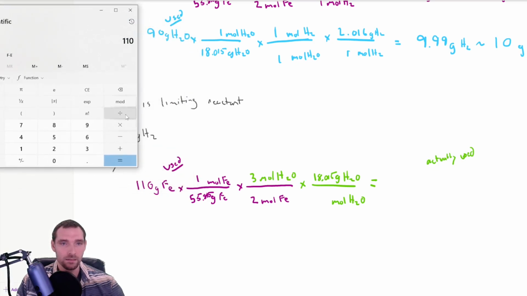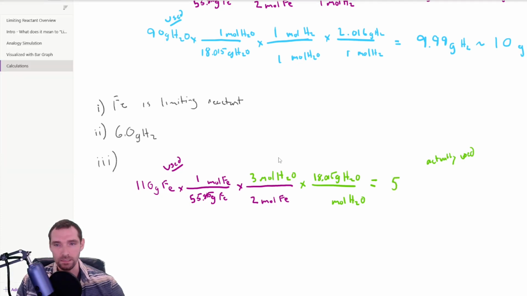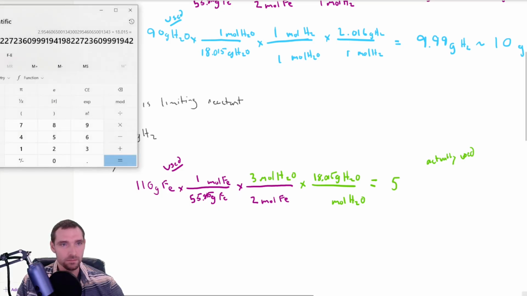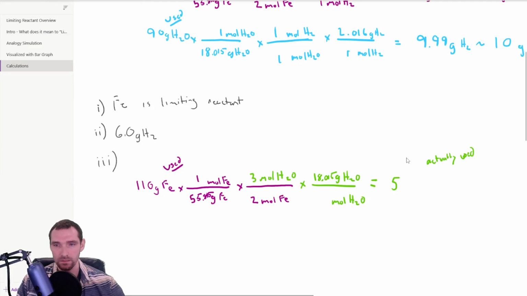So if we do that, we get, what is that? 110 divided by 55.845 times by 3, and then divide that by 2 times that by 18.015. Okay. And so we actually used up the, was it 53? 53.2 grams of H2O. I just want to double check.